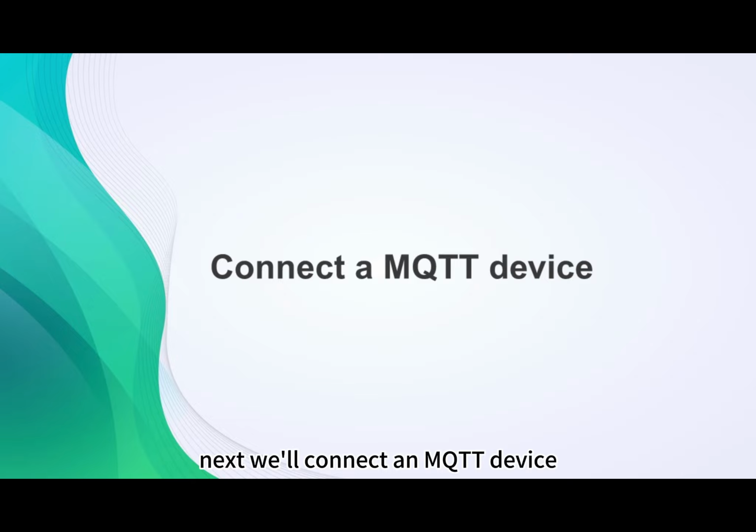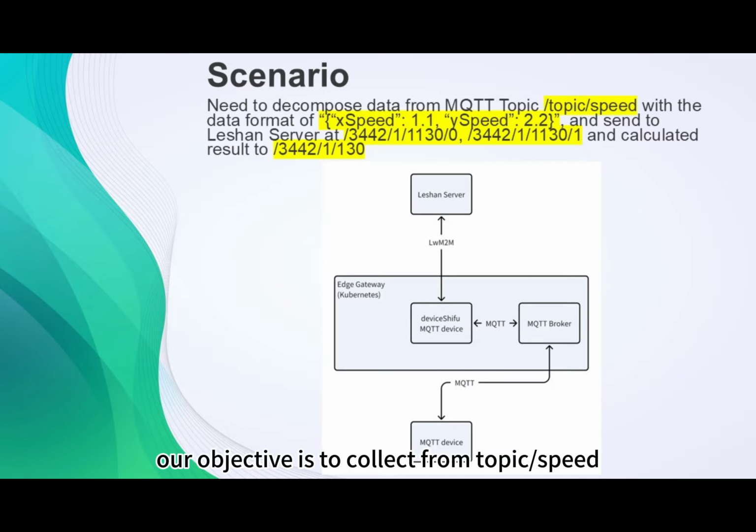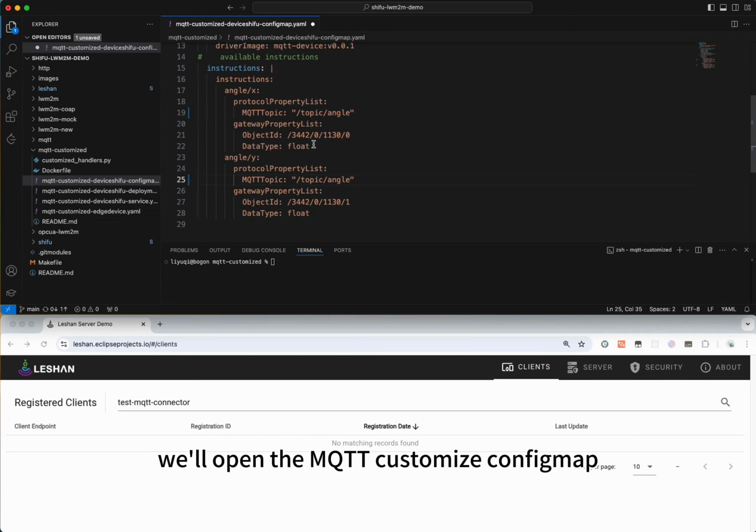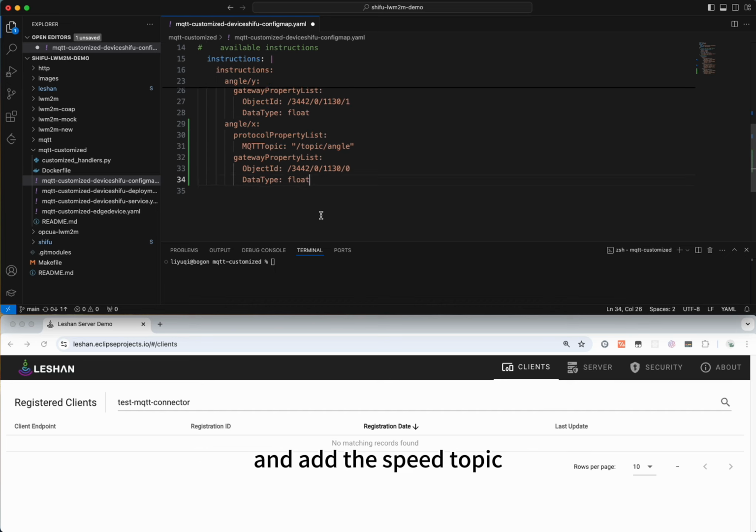Next, we'll connect an MQTT device. Our objective is to collect from topic/speed in the MQTT broker, process it, and send it to 3 different objects in the LwM server. We'll open the MQTT customize config map and add the speed topic.